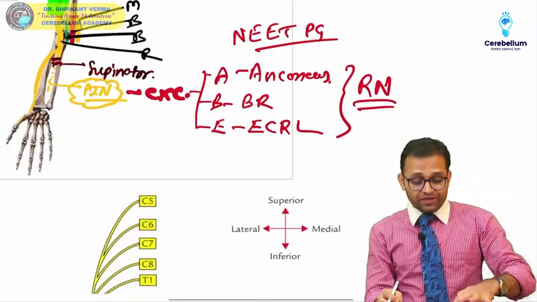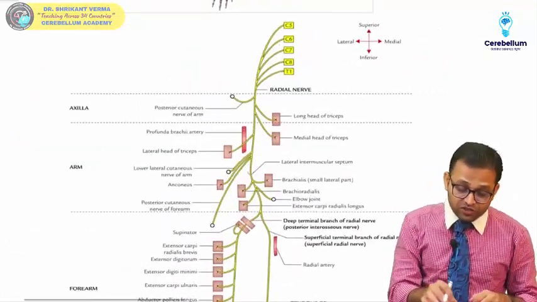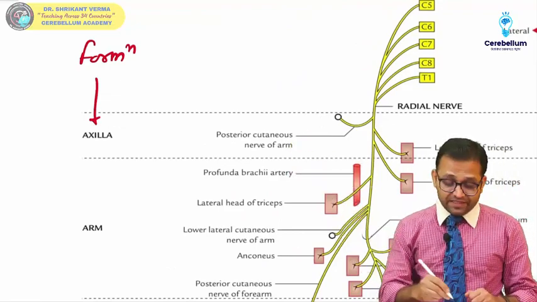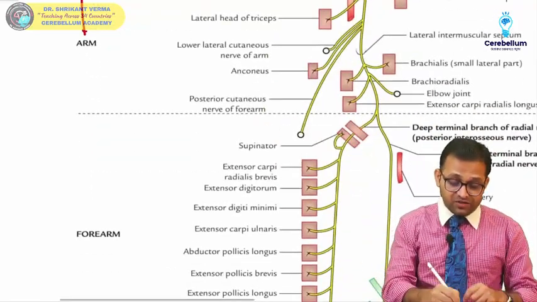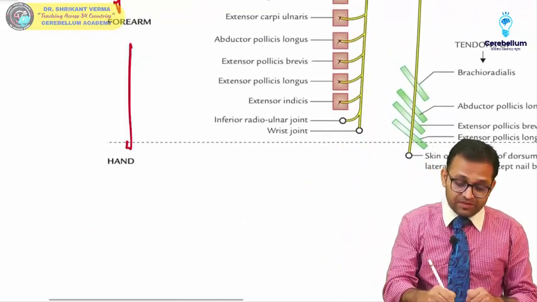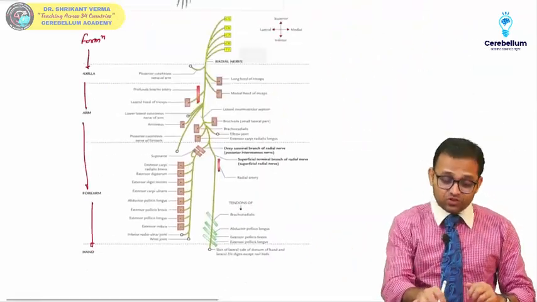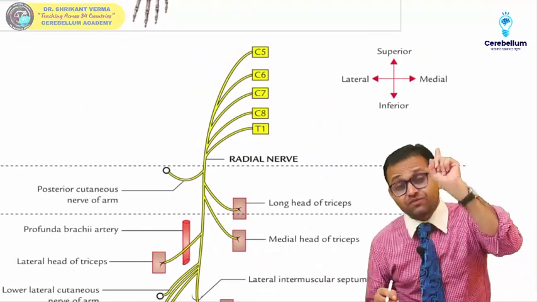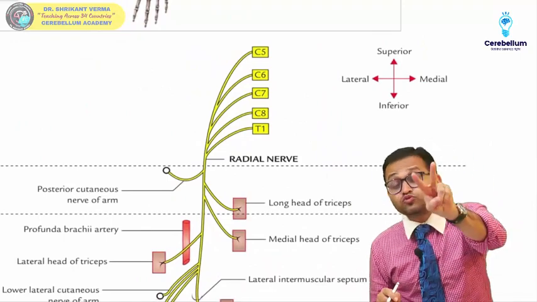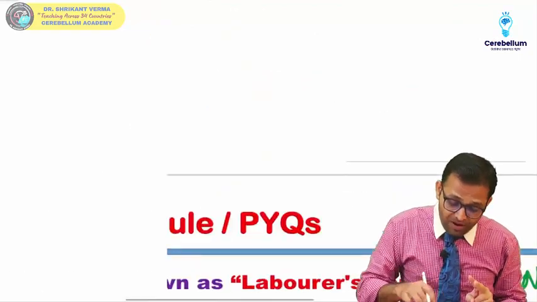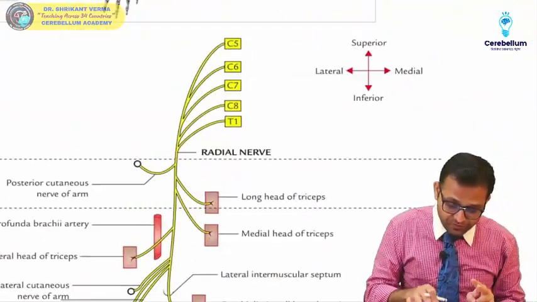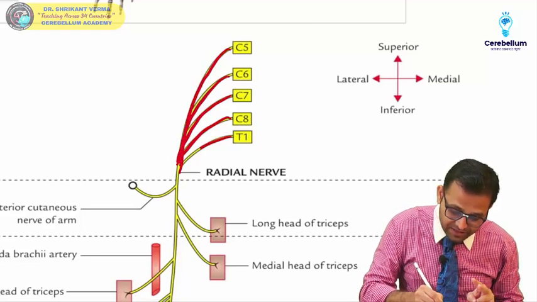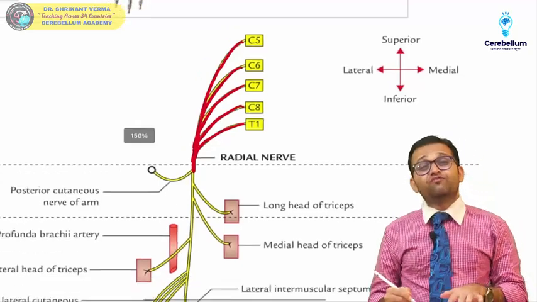Getting the point? Okay. So one time again revision. First you have to describe the formation, then course in the axilla, then in the arm, then course in the forearm, then you have to describe its course in the hand. Okay, so look at this part. Sir, radial nerve is coming from the brachial plexus. First point. Sir, it is the branch of the posterior cord. Second point. It is formed by all the roots. So you can see here C5, C6, C7, C8, T1. All roots are contributing in the formation of the radial nerve.